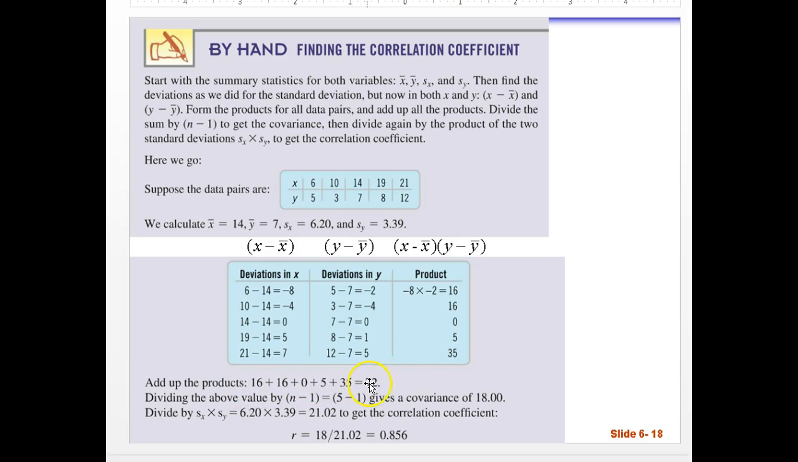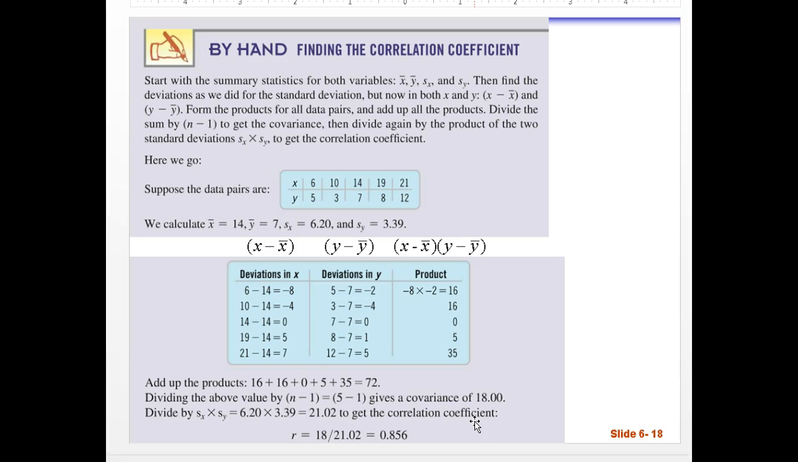You sum up all those products. In this case, you get 72. You then divide by n-1, where n is the total number of data pairs. We've got 5, so it'll be 72 divided by 4, which is going to give us 18. And then you take that 18 and you have to divide that by the product between the standard deviation in the x times the standard deviation in the y. That gets me to 21.02. So we divide those two numbers and we get a correlation coefficient of 0.856 for these data.